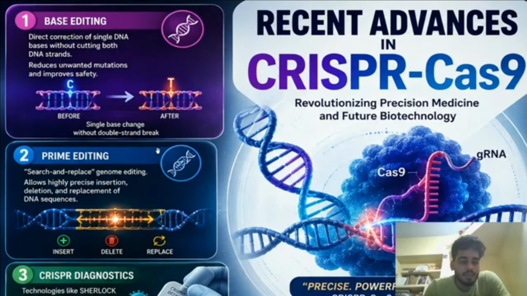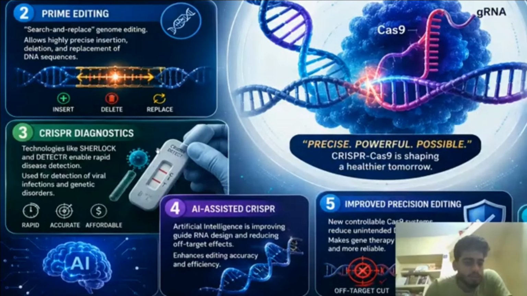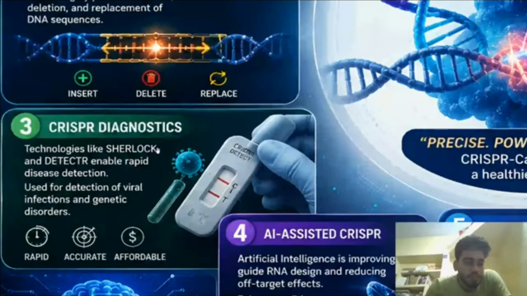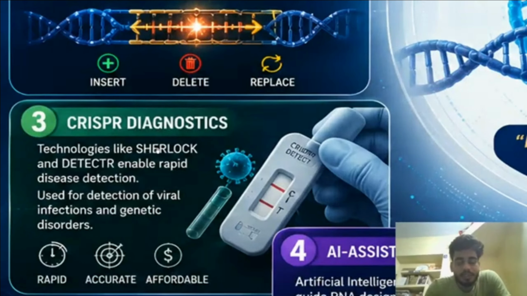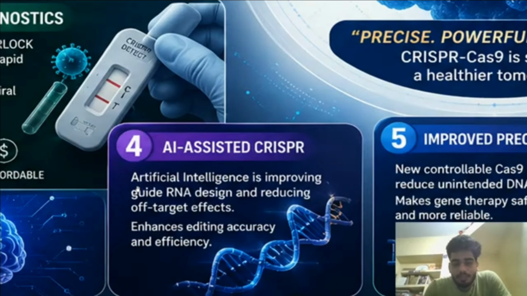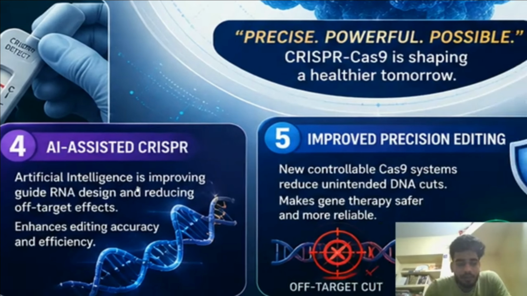Okay, after that prime editing, search and replace. We will search and then replace it. If we talk about CRISPR diagnostics, therapies like Sherlock and Detector enable rapid disease detection. So Sherlock, I think, is used for SARS-CoV-2 and Zika virus, and Detector enables rapid detection tools. Then AI assisted CRISPR. Here we will assist our guide RNA with AI so that it cannot cause off-target mutations.